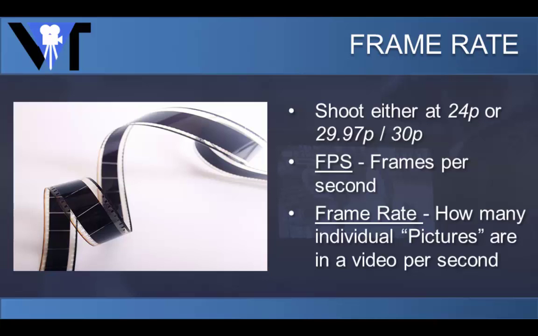Frame rate refers to how many pictures your video takes in 1 second. So if you set your camera to take 24 frames per second, the camera will take 24 pictures per second that will be blended together into a video. If set to 29.97 or 30 frames per second, the camera will take around 30 per second.